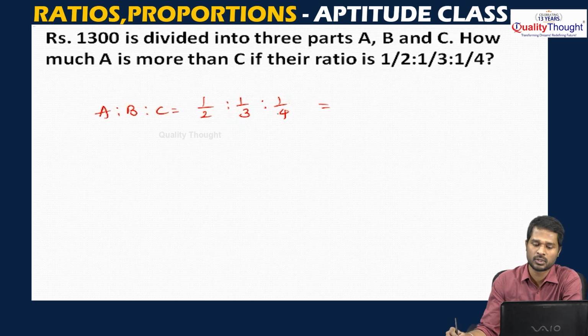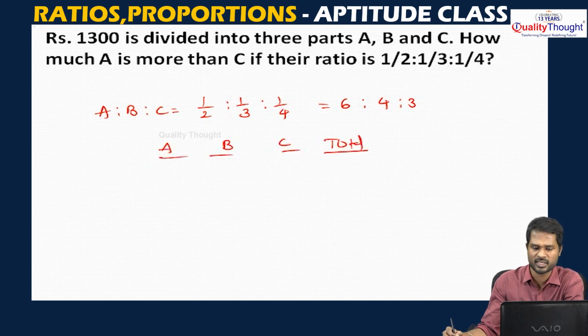So the ratio of 2, 3 and 4. So 4 2s are 8, 4 3s are 12. So 2 6s are 12, 3 4s are 12, 4 3s are 12. Now check, total 1300 is divided among A, B, C and the total I will take it here.